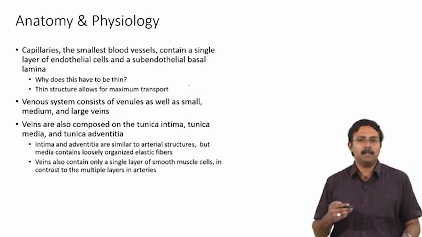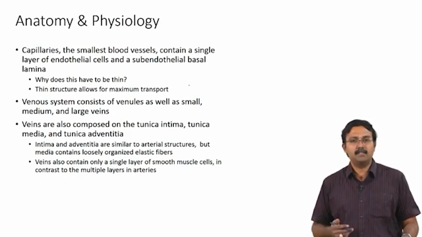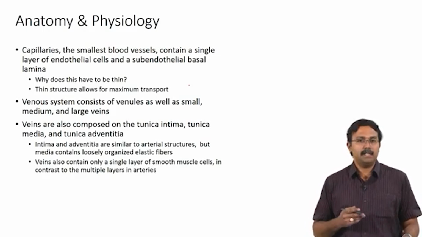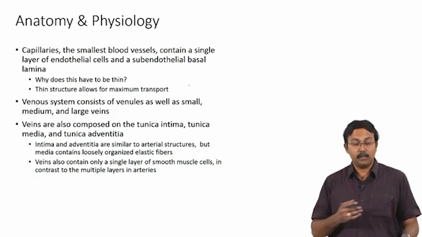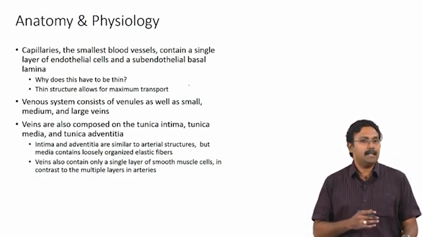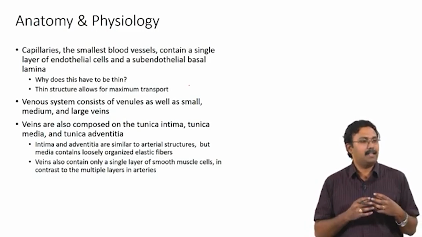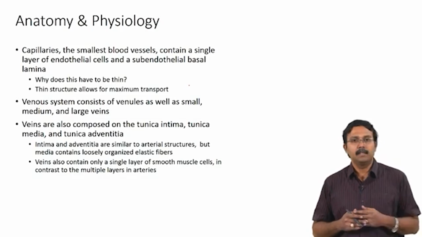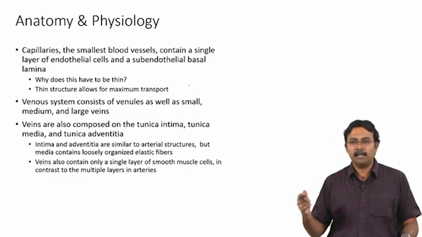So, the venous system consists of venules as well as small, medium and large veins. The veins are again composed of tunica intima, tunica media and tunica adventitia. However, the compositions of these regions are different. Intima and adventitia are similar to arterial structures. However, the media contains loosely organized elastic fibers instead of tightly packed as you would see in an artery.